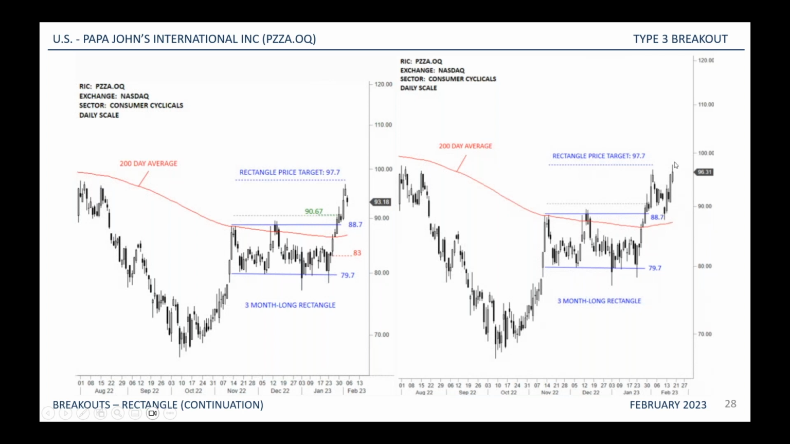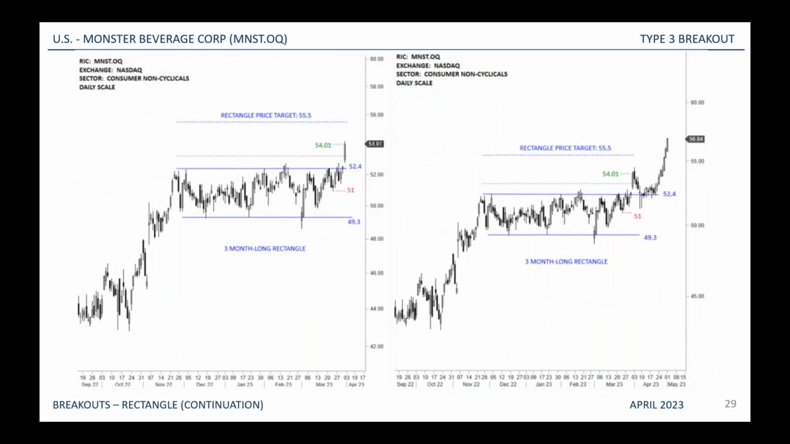The next move on the upside this time reached the price objective, and this was classified as a type 3 breakout. Now another type 3 breakout, a recent breakout from a 3-month long rectangle, Monster Beverage from US. 1, 2, 3, 4 tests, and then the breakout takes place. Stops below 52.4. During the sharp pullback, most probably many got stopped out unless you had a wider stop. And then the next move on the upside, if you had a re-entry strategy, you were able to capture this move on the upside that went towards the price objective.